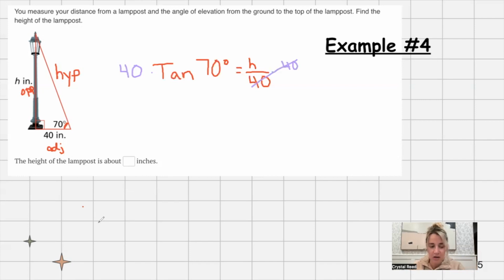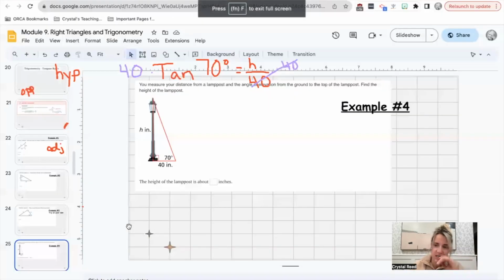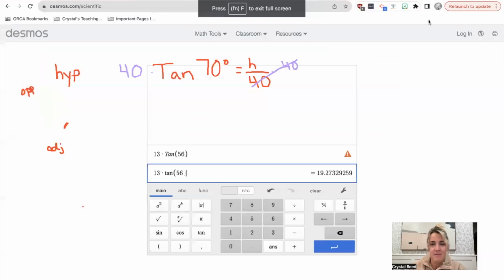Check that out on your own. Make sure you're doing your calculations correctly before you check mine in Desmos. And again, use Desmos. Don't use your phone. Don't use a little calculator. Desmos is an amazing free scientific calculator for you to use. So we're doing 40 times the tangent of 70. And our answer is approximately 109.89. So 109.9.